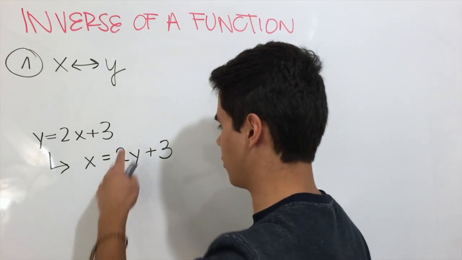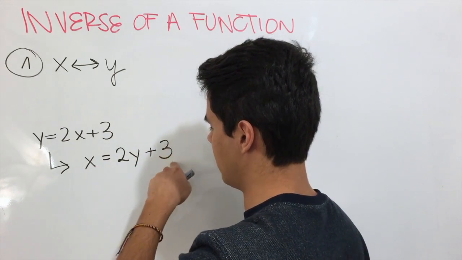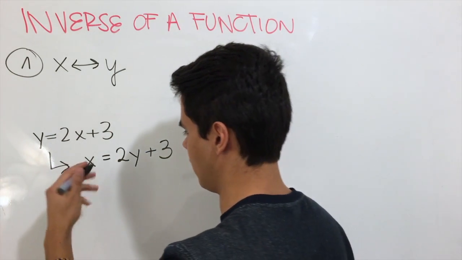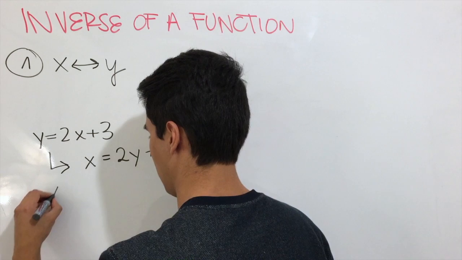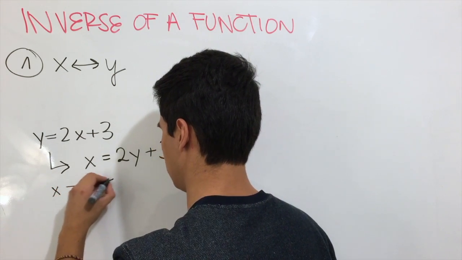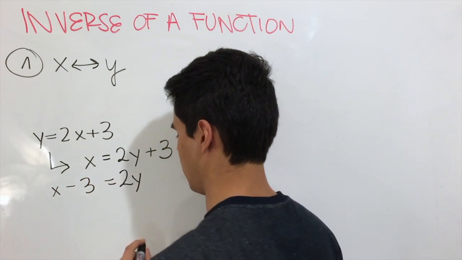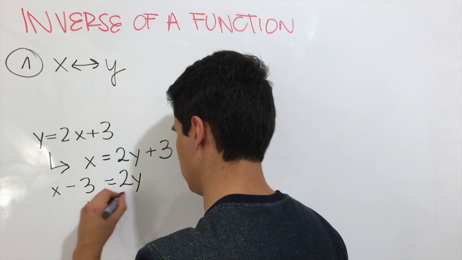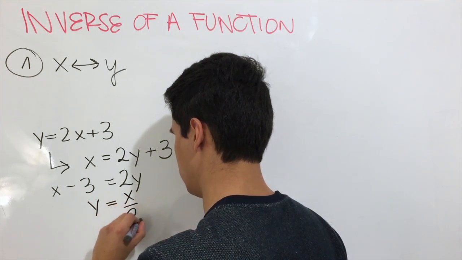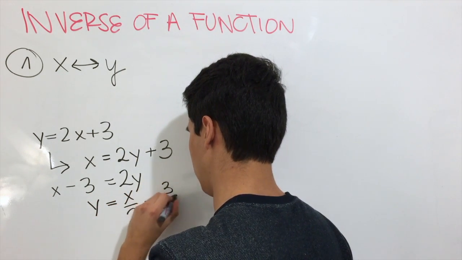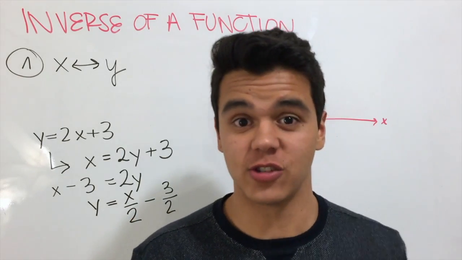So in this example, I'm going to solve for y. I'm going to take this 3 and move it over as a negative. So x minus 3 is equal to 2 times y. y is equal to x divided by 2 minus 3 divided by 2. So let's sketch the function.